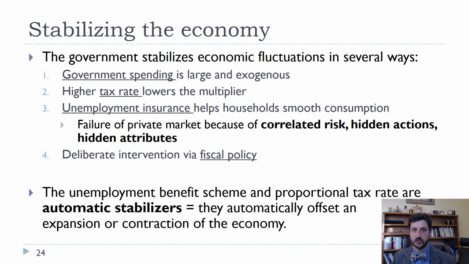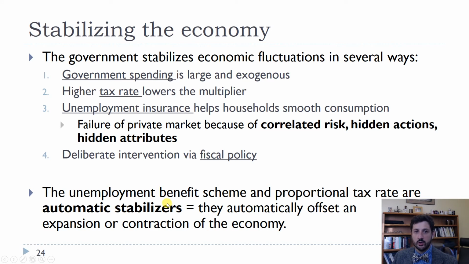So that can change the multiplier. We can do transfers too. Now, transfers are tricky because they aren't really part of G, right? They're not really part of government spending. But we can borrow and increase unemployment insurance when the unemployment rate goes up, and that helps people smooth consumption, which we know also reduces the multiplier.